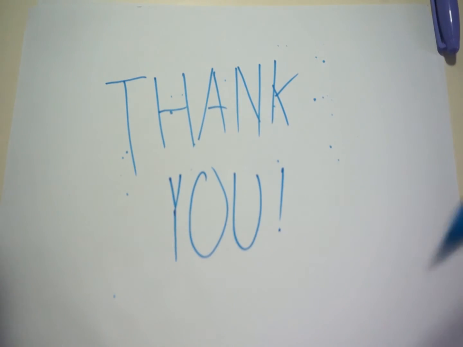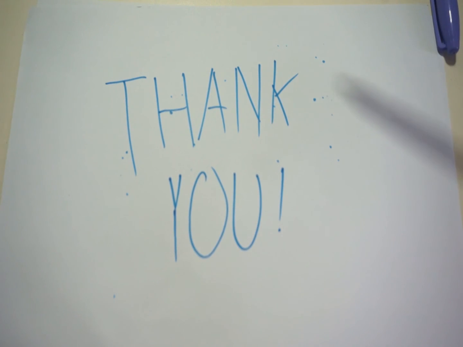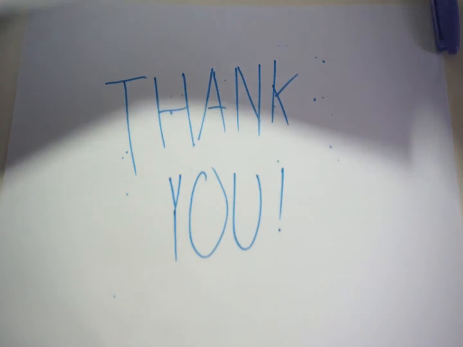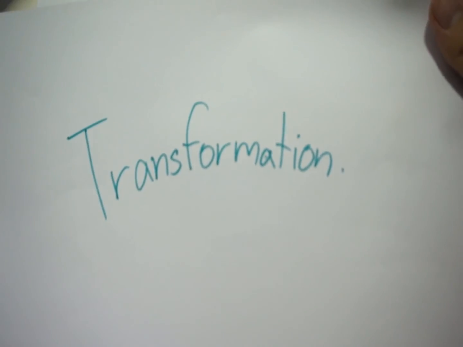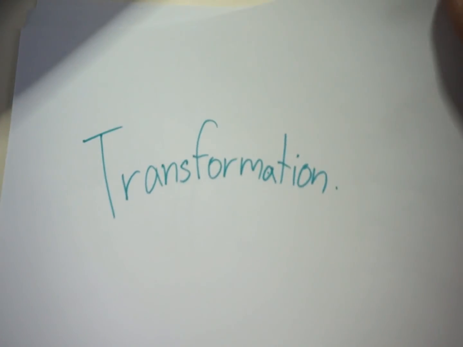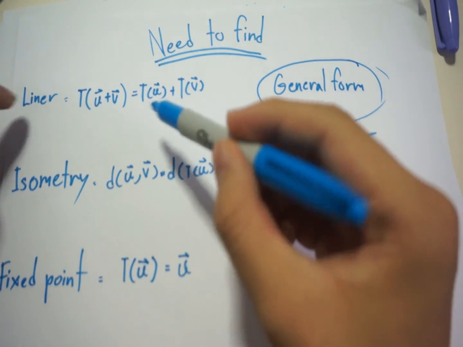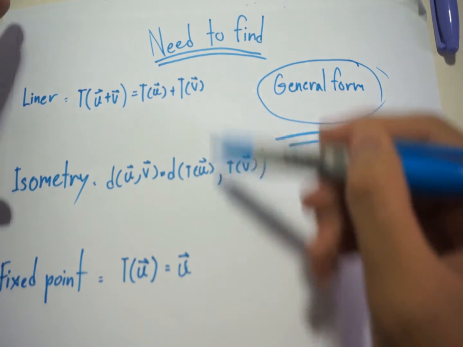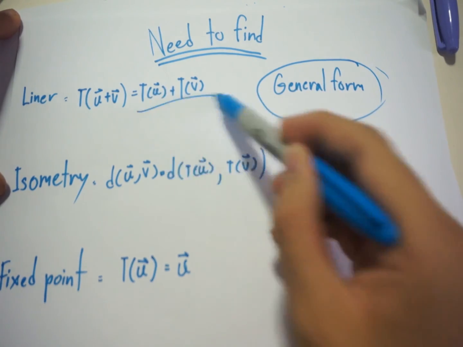And that's the end of my video of talking about transformation. Let me find the paper first. Of transformations, and the conclusion to finding transformation and proving them is we're going to find the general form of it, and then we're going to try to prove the linear, isometry, and fixed point by using the general form inside this formula.